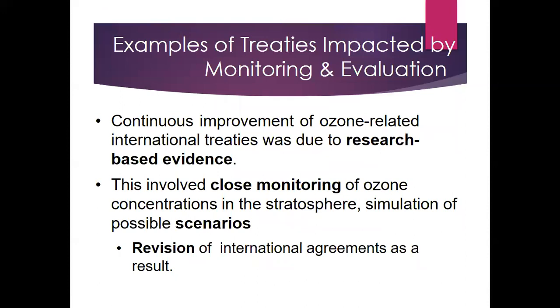Here we have some brief examples of treaties that have been impacted by monitoring and evaluation. So we have continuous improvement of ozone-related international treaties. That improvement came about as a result of research-based evidence that was provided for them, and the dynamics worked very much like what we were looking at in the previous slide with that diagram. So the research reports would have provided information to improve on those policies, which resulted in these international treaties.